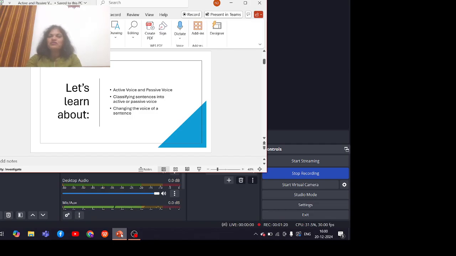In this chapter, we are going to see three things. We are going to learn three things: active voice and passive voice, classifying sentences into active or passive voice, then changing the voice of a sentence.